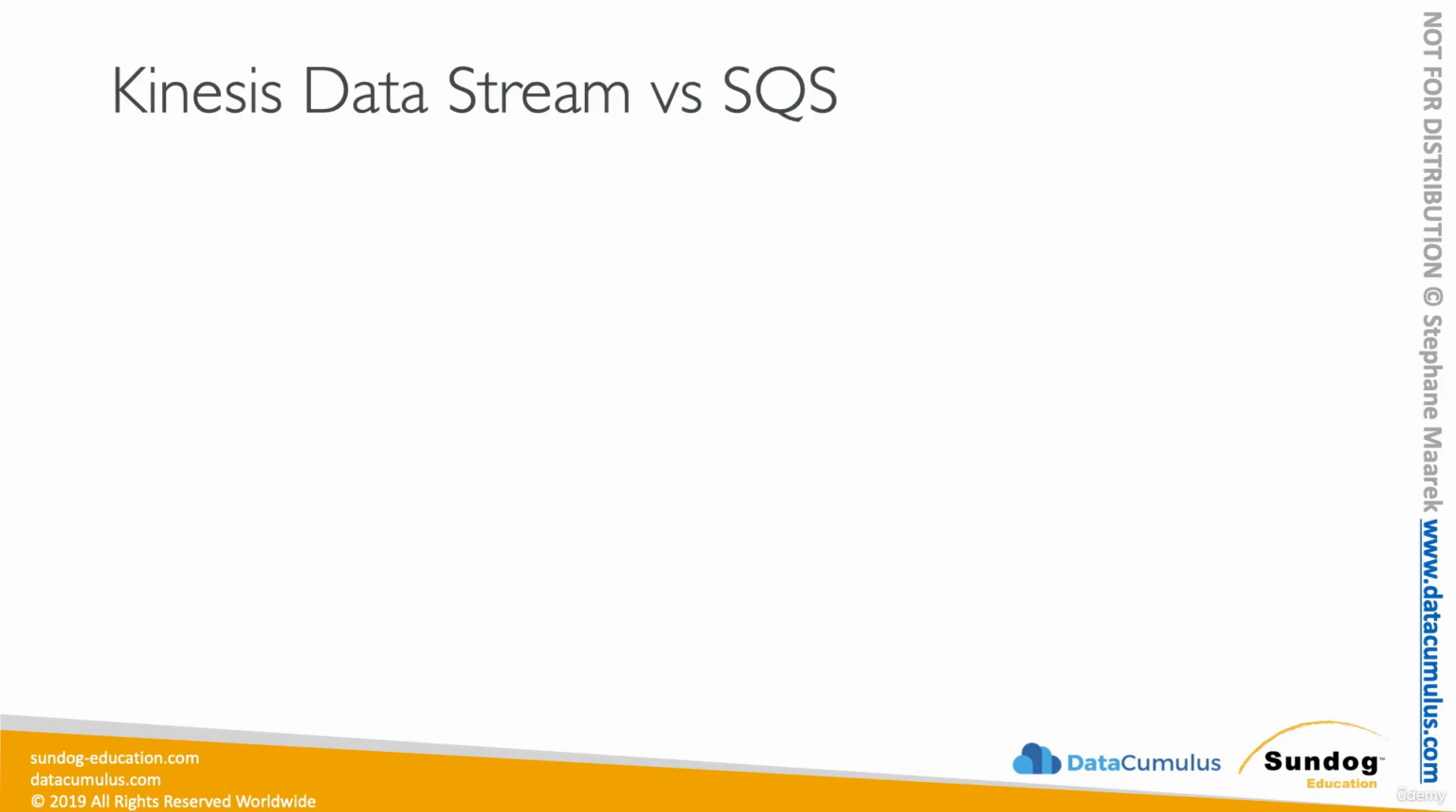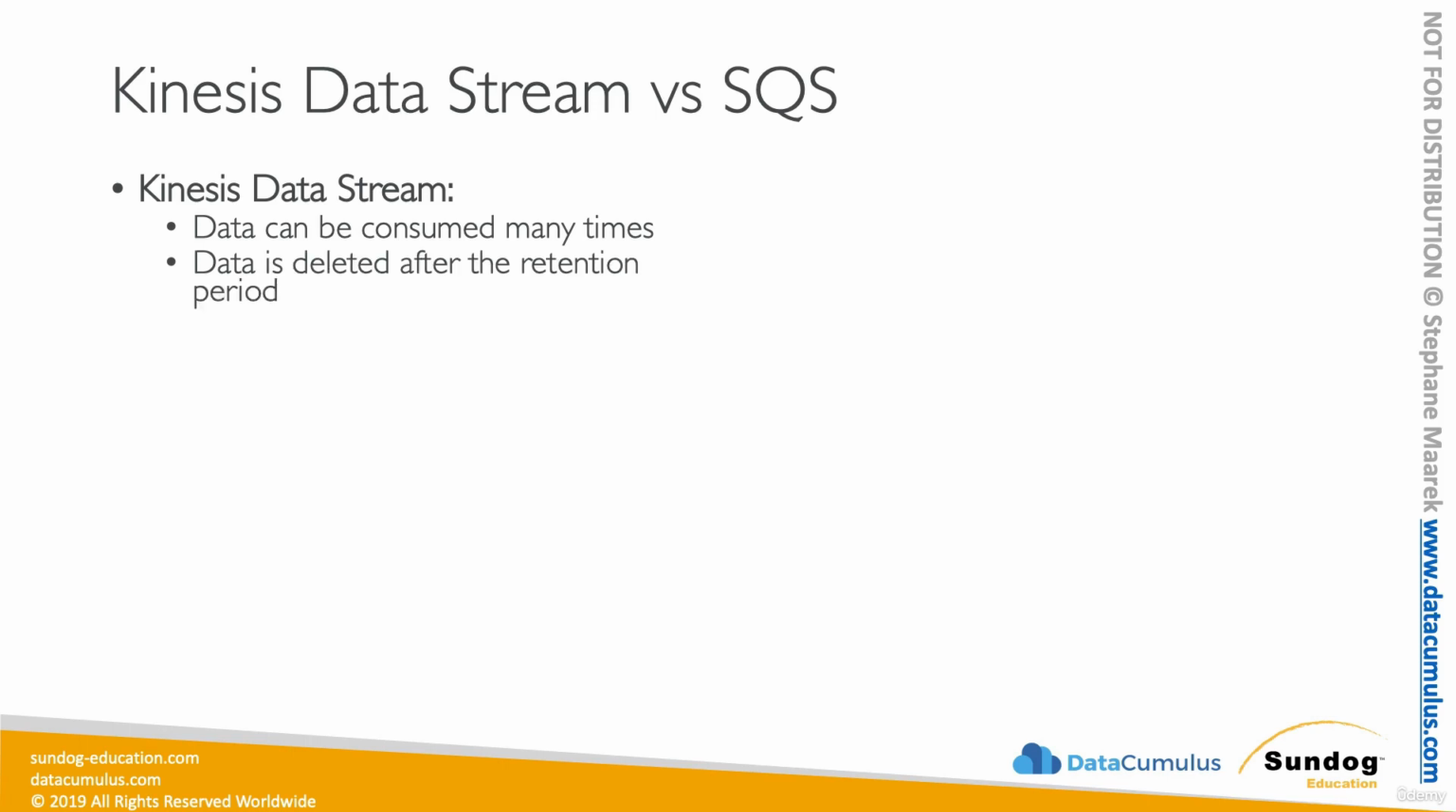So going into the exam, the important thing for you is going to be knowing when you should use Kinesis and when you should use SQS. That's really the important thing that I want to drive home today with you. So Kinesis Data Streams means the data can be consumed multiple times by many consumers. And the data will be deleted after the retention period, going from 24 hours to 1 year. The ordering of the records is preserved at the shard level, even during replay.